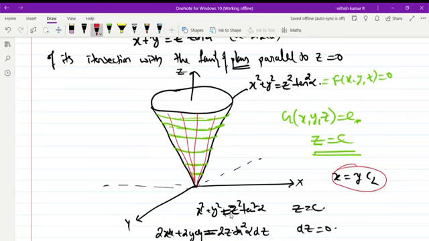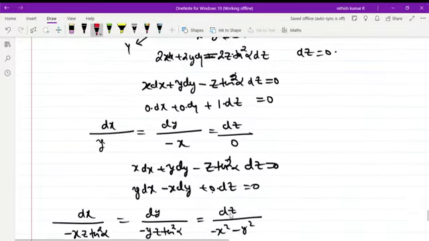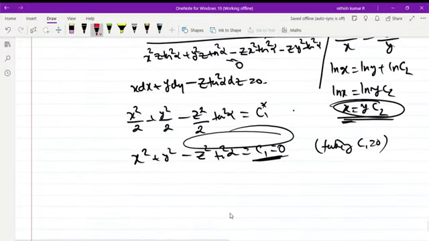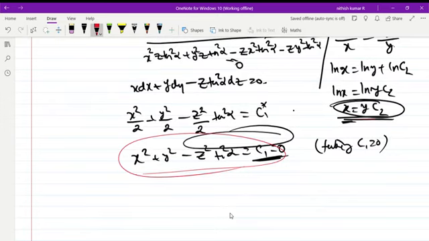So the orthogonal trajectories are nothing but the intersection of this equation and this equation, the curves on this cone. They are nothing but the perpendicular curves, the orthogonal trajectories. Hence the answer. So, thank you.